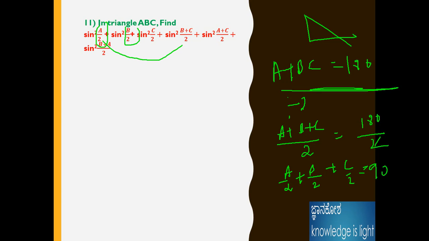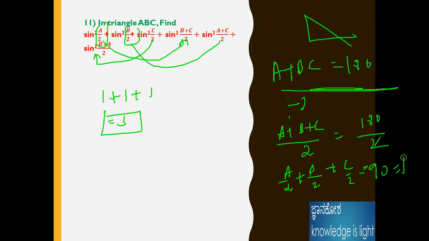Observe carefully, A plus B plus C I have directly written like this. Therefore the answer should be 1 plus 1 plus 1, so 3 is the answer for this question. Sine of 90 degrees is nothing but 1, so I am taking each term directly as 1, and 1 plus 1 plus 1 is equal to 3. Please don't waste your time on these kinds of problems. We can easily solve these kinds of problems.